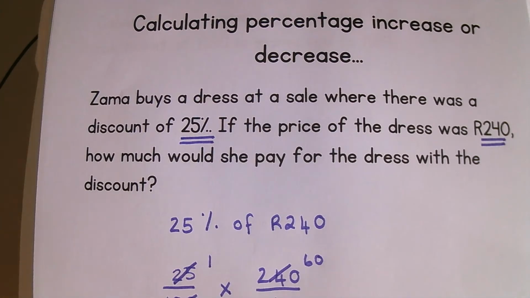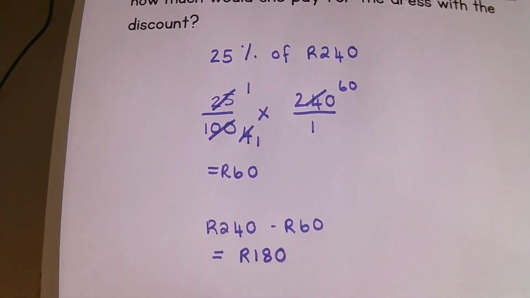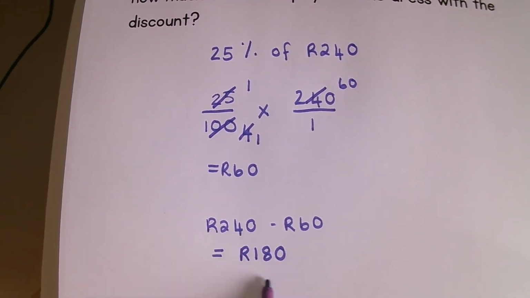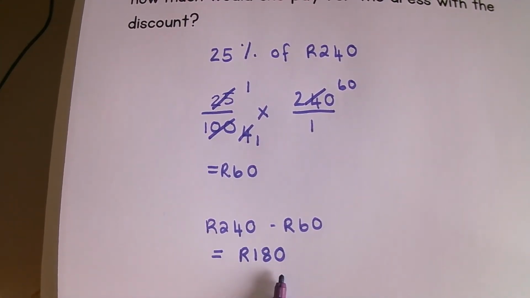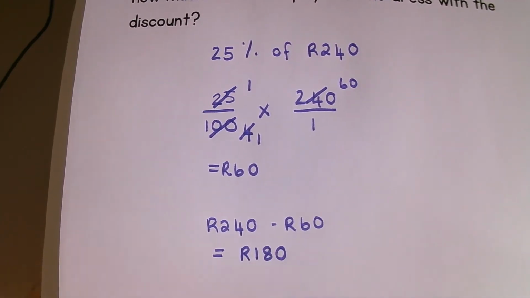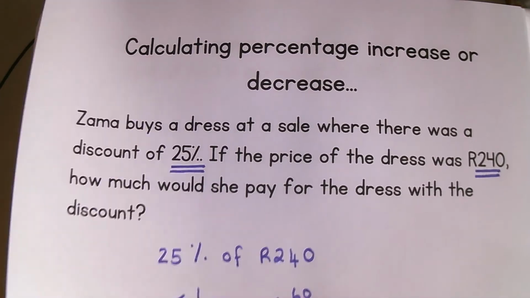So for example, if Zama only had 200 Rand and she wanted to buy this dress, and there's a discount of 25%, by working it all out, we know that Zama has enough money to get her dress. Okay, for 180 Rand, she'd actually have 20 Rand left over. Alright, so let's go to the next one very quickly.